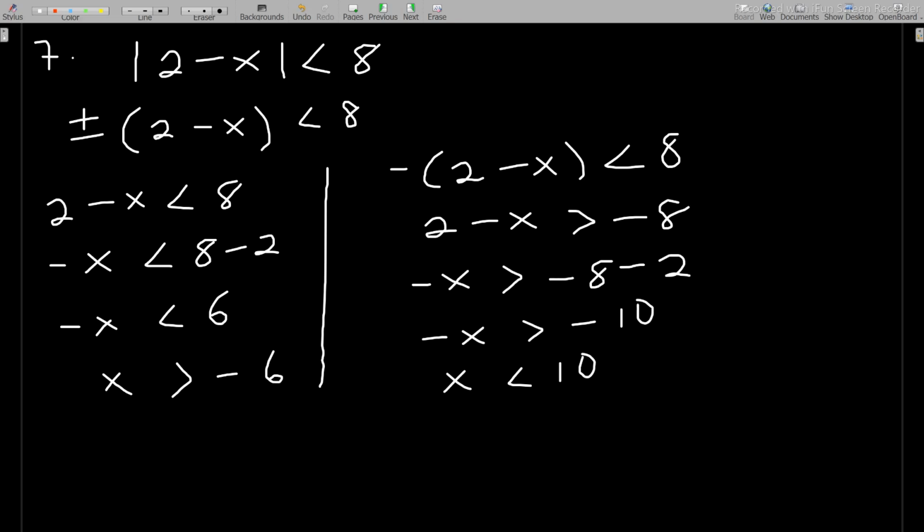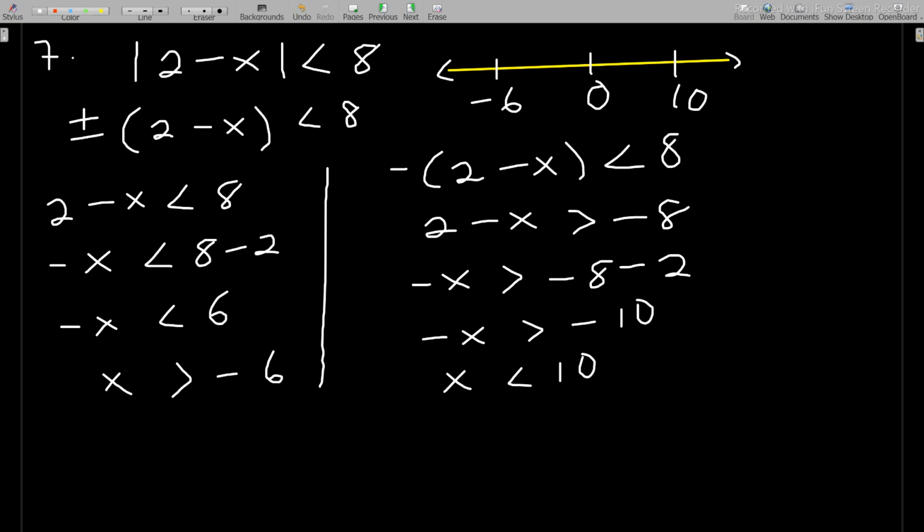So what you do here is just go ahead and draw your number line. Let me draw my number line here. Okay, now let me draw it straight for you. If this is the number line, let me draw it properly, and let's say this is 0. Let's put 10 here and put negative 6 here.